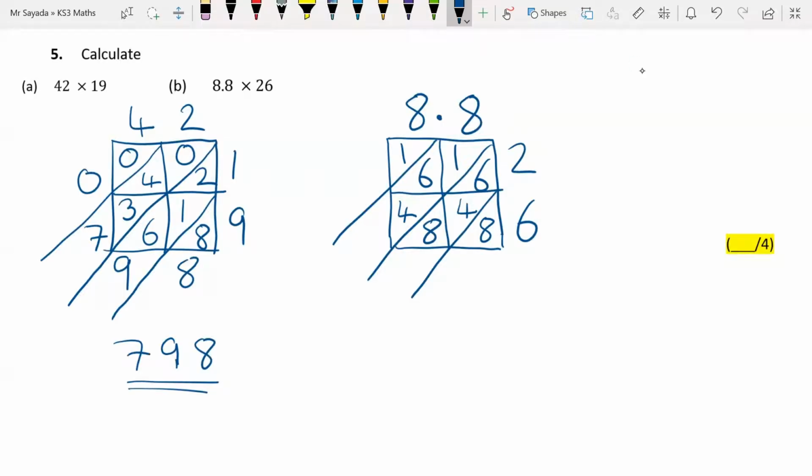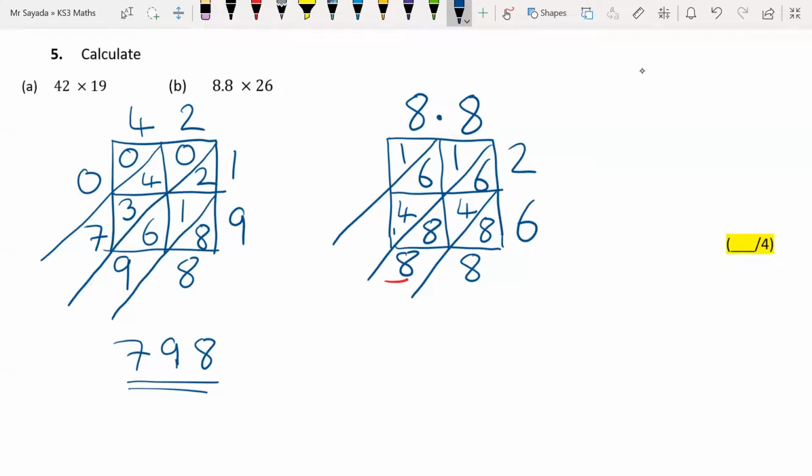We add the diagonals. Let's do that together. We have 8 in the first, so that's just 8. What's 6 plus 4 plus 8? You should have said 18. So which number do we put here? What number do we put over here? So we put the 8 here, and we carry the 1.